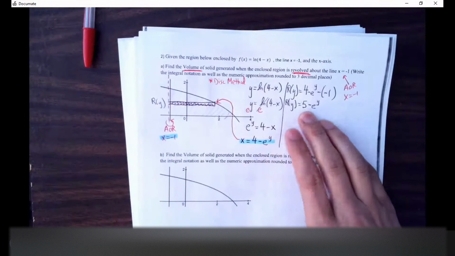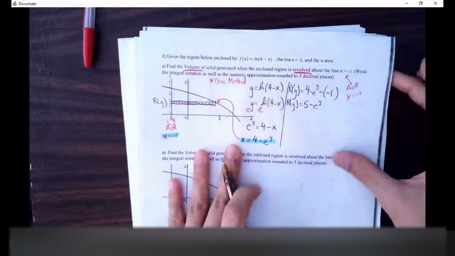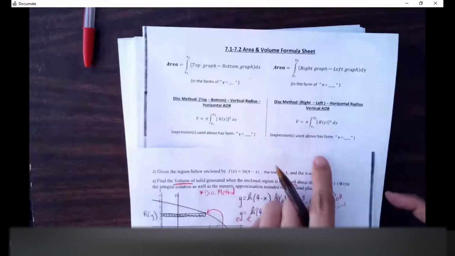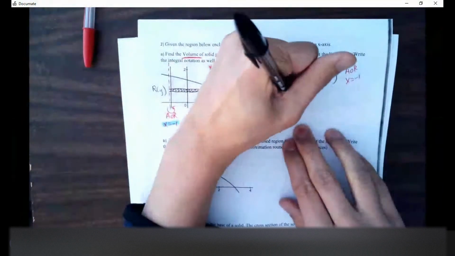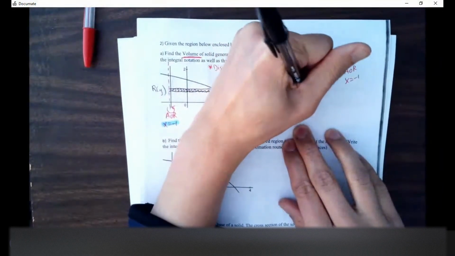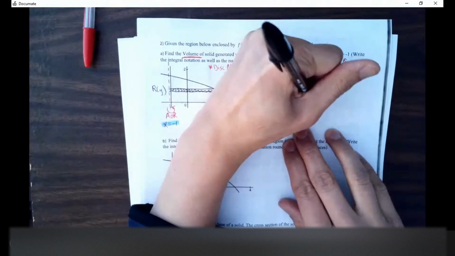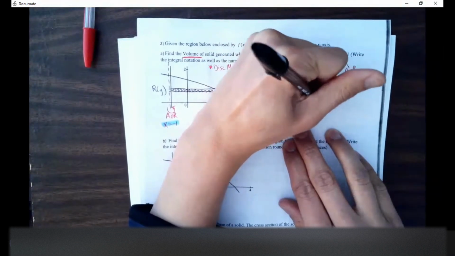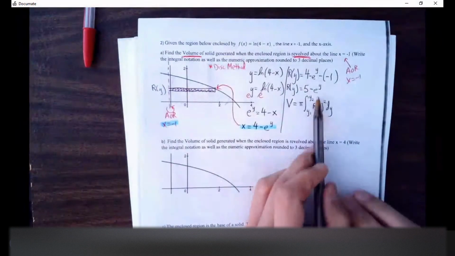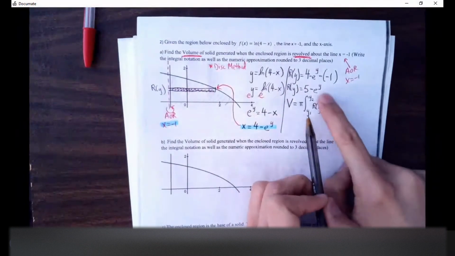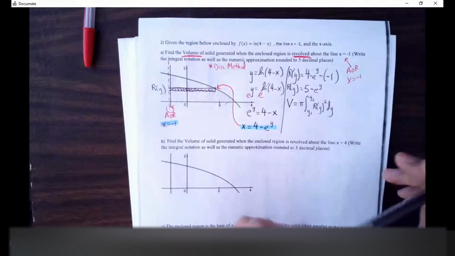All right, we said this method for horizontal. So I'm going to write this one. All right, the formula that we're going to be using, and then we can see what else we need. Okay, our radius is good to go, but let's think about the bounds, right?